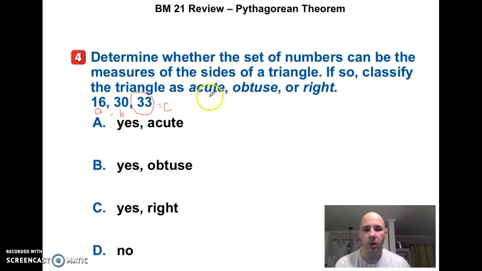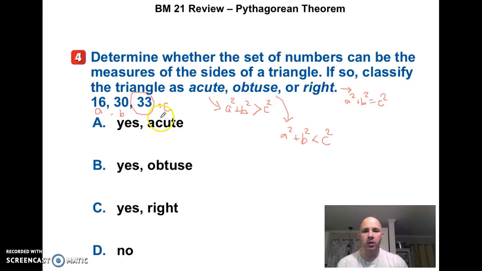All right, just for our sake, the acute triangle looks like this: A squared plus B squared has to be greater than your C squared for it to be acute. For it to be obtuse, A squared plus B squared has to be less than your C squared. And for your right triangle, you're going to set this up the same way we've been setting up: A squared plus B squared equals C squared.